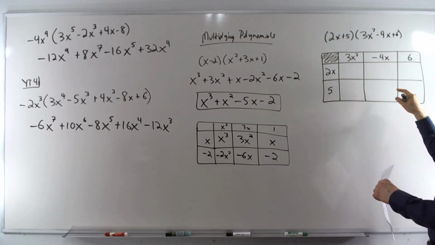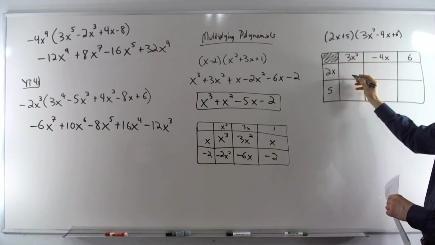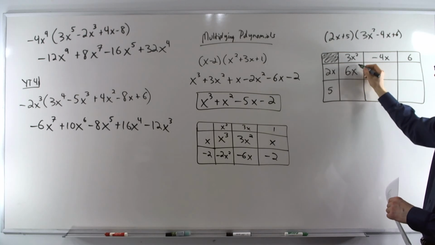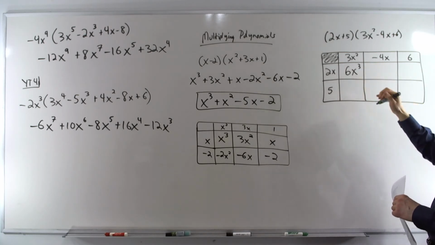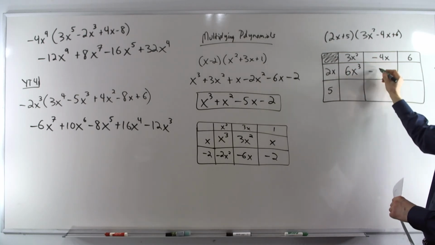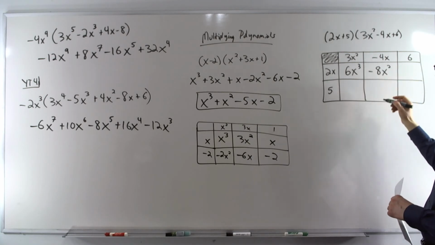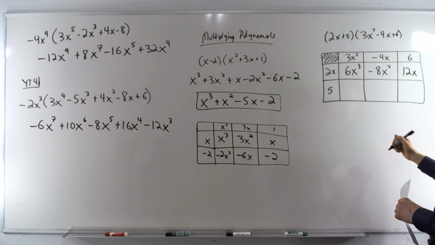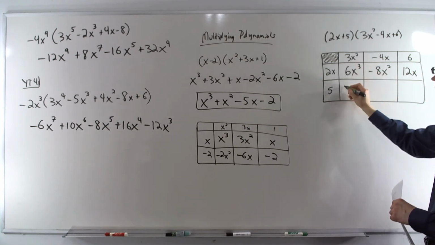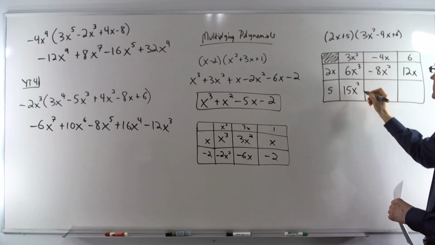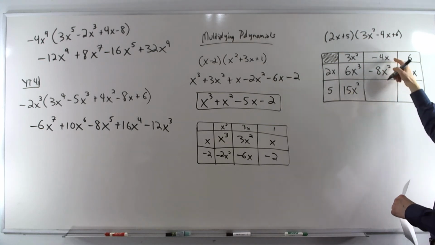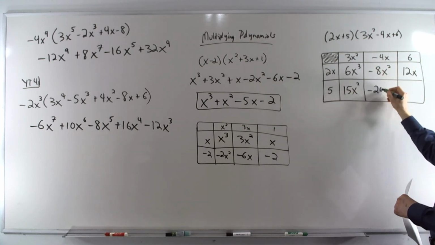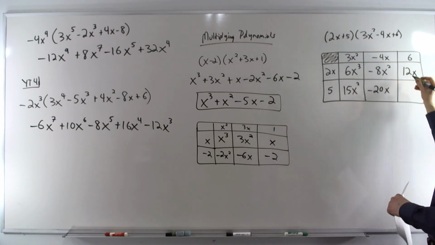So we'll fill up the answer blocks now. We've got 2x times 3x squared, 6x to the third. 2x times -4x, -8x squared. 2x times 6 is 12x. And we got 5 times 3x squared, so that's 15x squared. 5 times -4x, -20x. And 5 times 6 is 30.